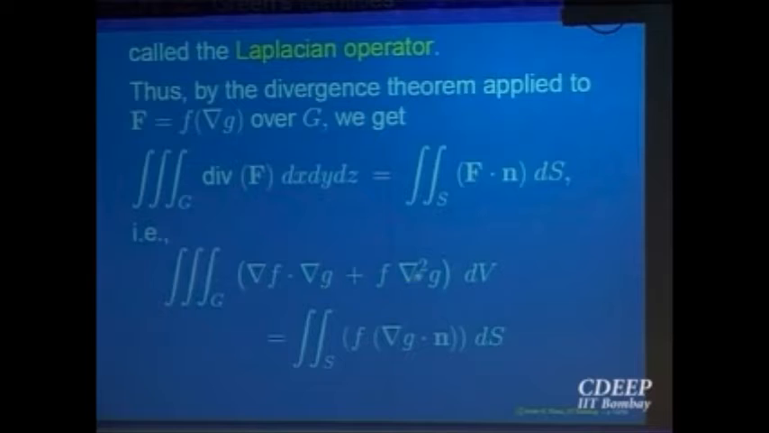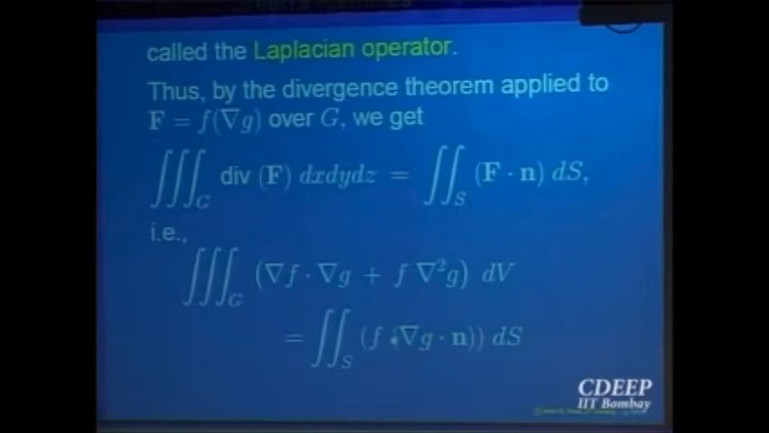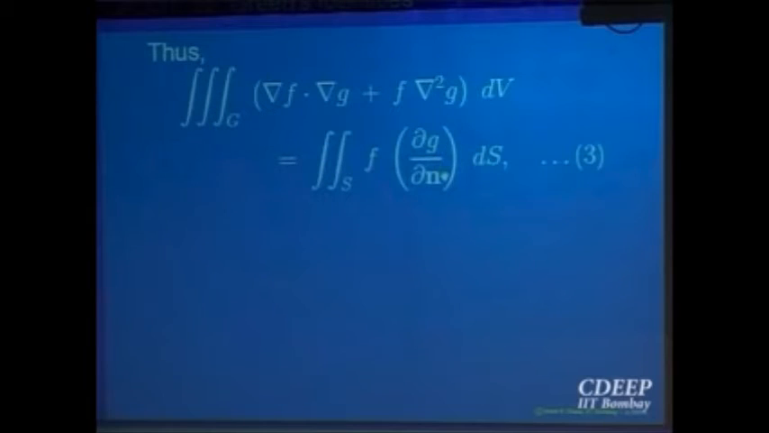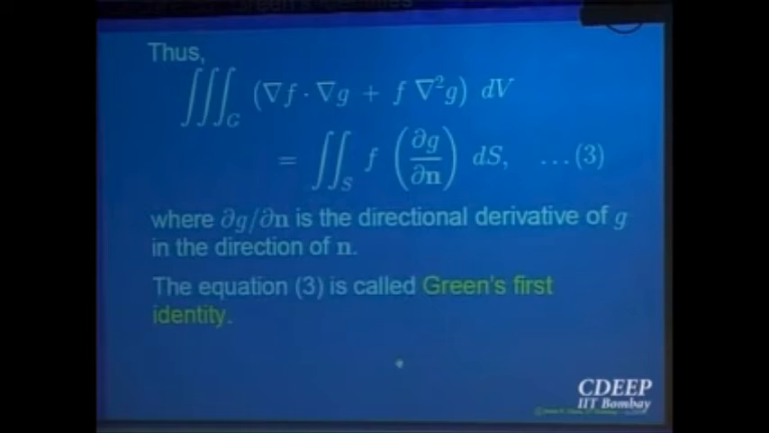del square, Laplacian of G, is equal to, on the right hand side, F, the vector field F into gradient of G, that is a vector field dot n, but only the vector part is gradient G. So I can take the dot product with this, gradient of G dot n. Now this thing, as in Green's theorem, we wrote as a directional derivative of G in the direction of n. So that is one of the identities that is called Green's identity. We'll see applications of this soon.